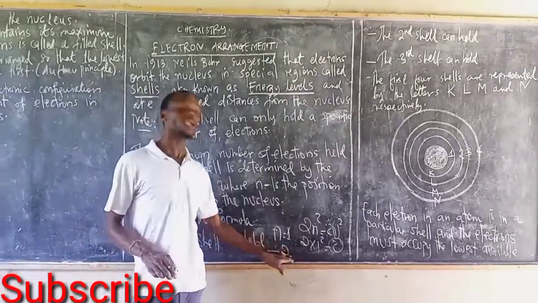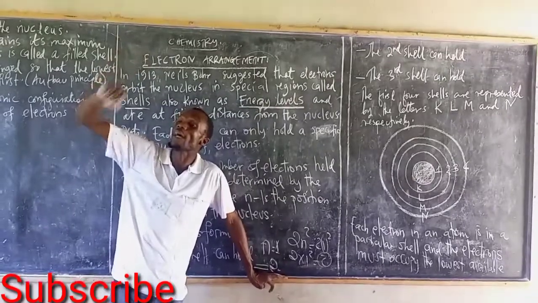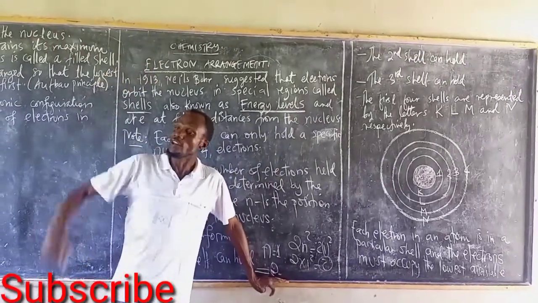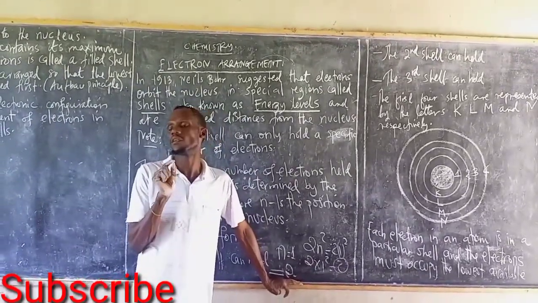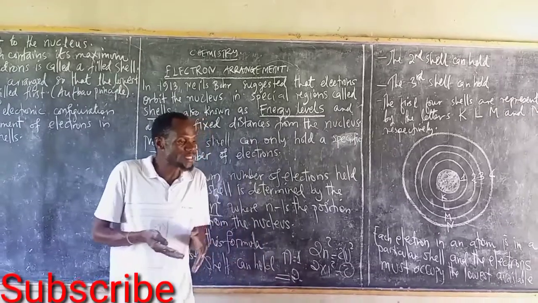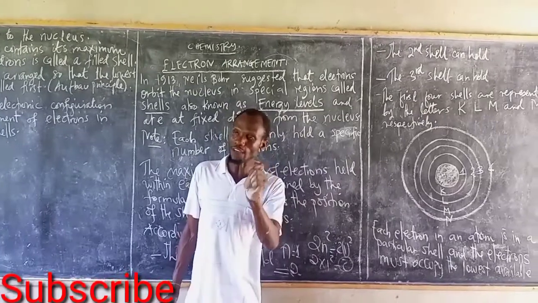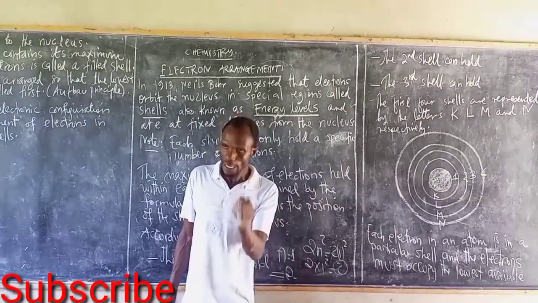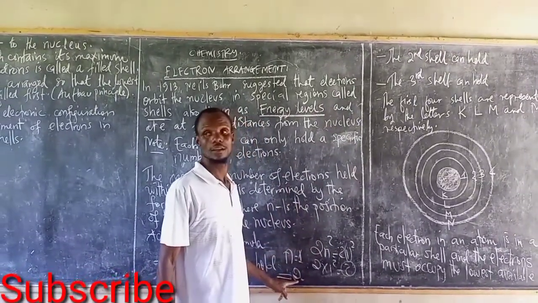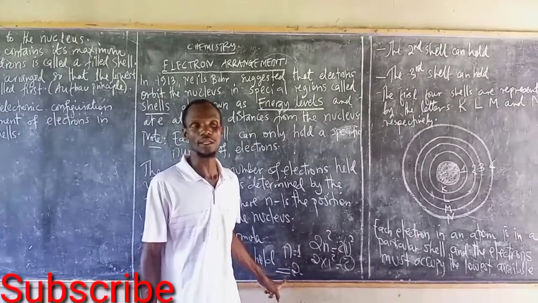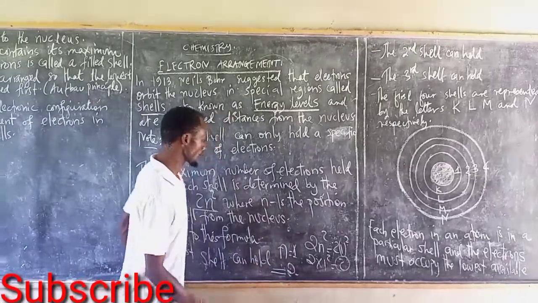It won't go beyond 2 electrons. That is the maximum number of electrons that can be occupied in the first shell. Not more than 2 electrons in the first shell, but it may be less than 2, that is 1. The maximum number of electrons held in the first shell is only 2, according to this formula.